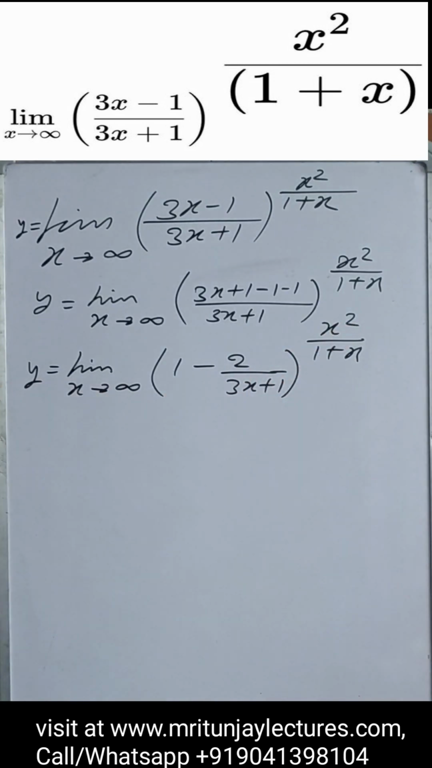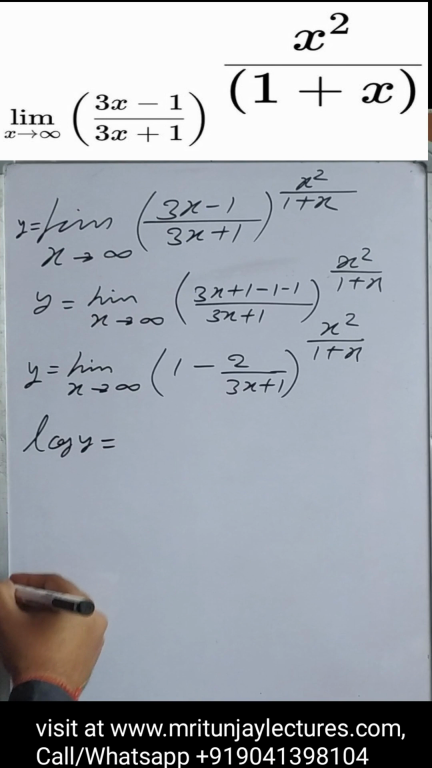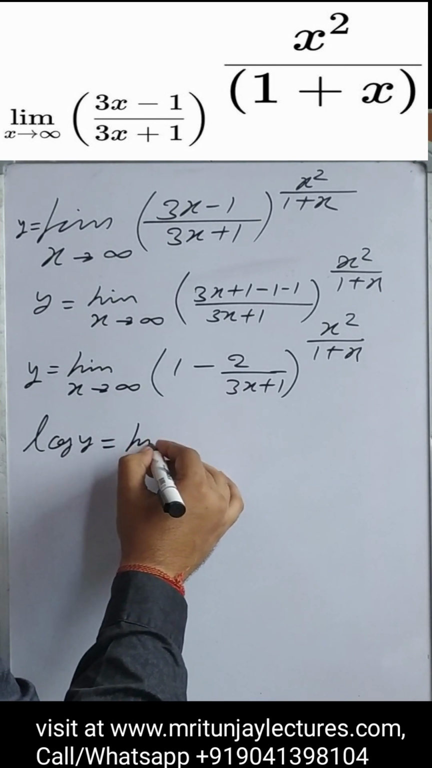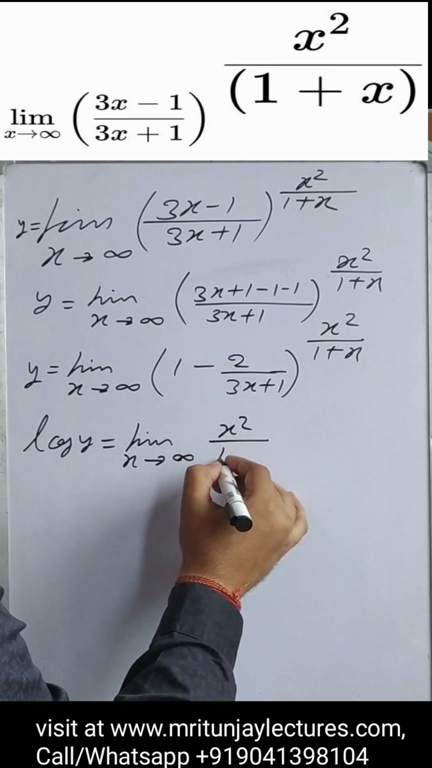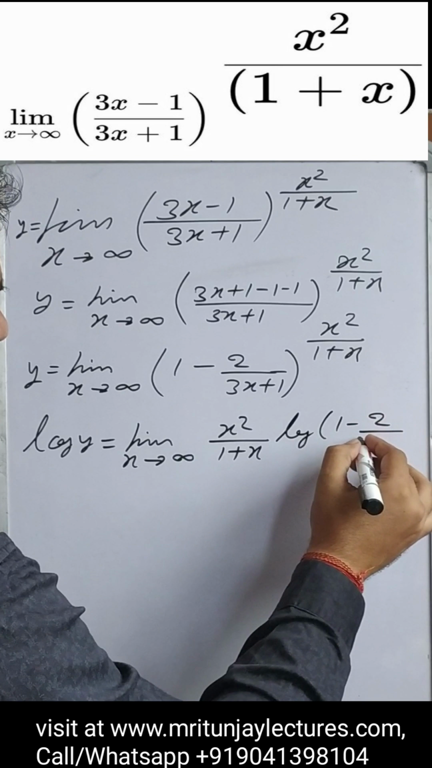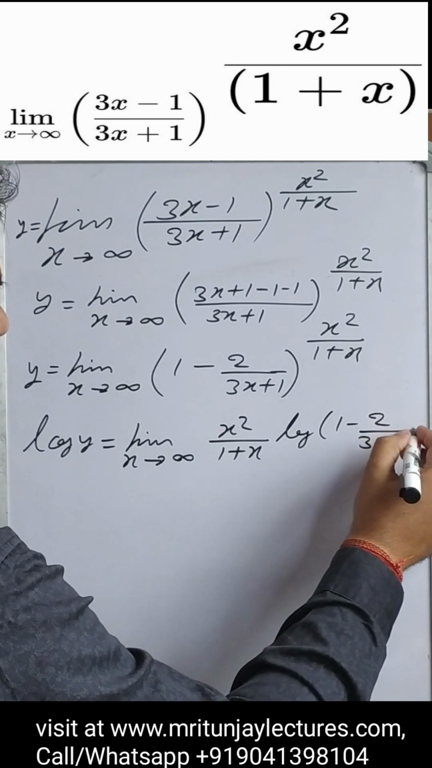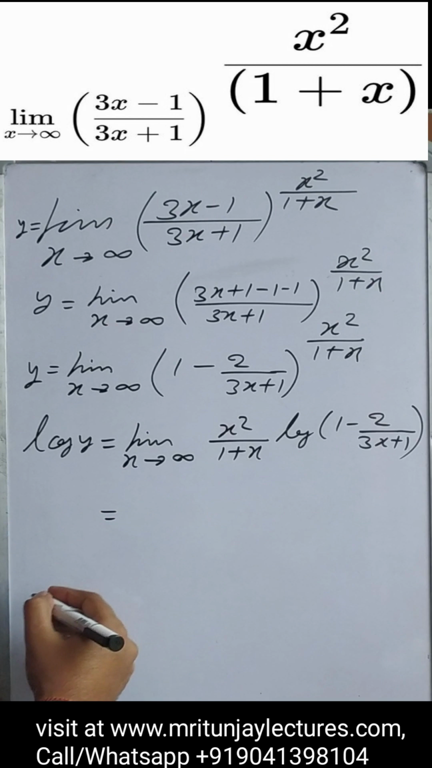Means how can we do this type of problem? We take log on both sides. So log y is written as limit x tends to infinity, x square upon 1 plus x into log of 1 minus 2 upon 3x plus 1. Clear or not? Okay. So how can we do it?